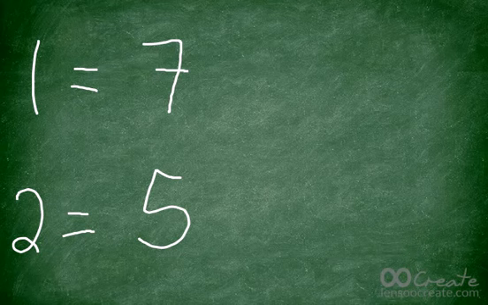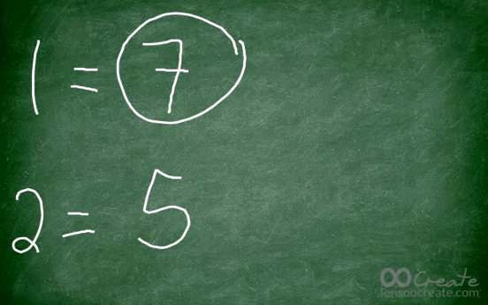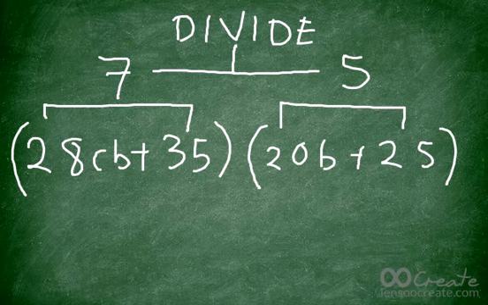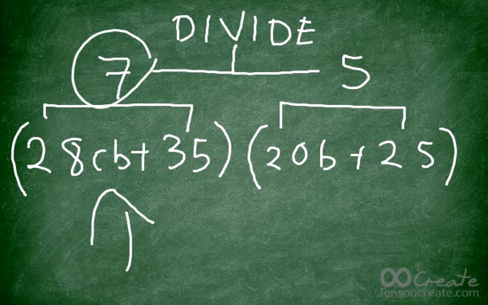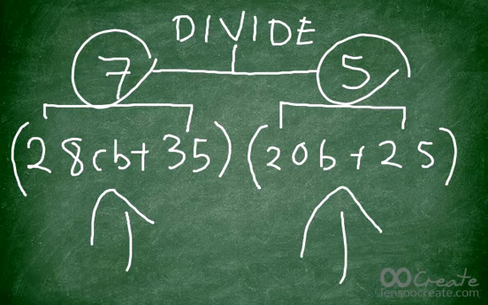Their GCF in the first term is 7. In the second term is 5. Divide them by their respective GCF. Divide 7 in this term and divide 5 in this term, in each number.